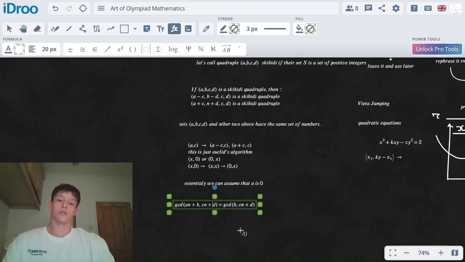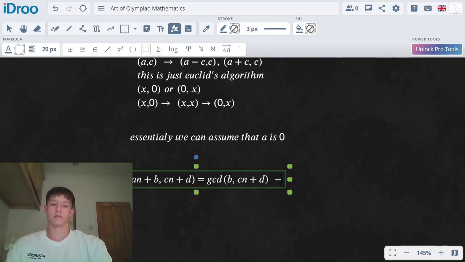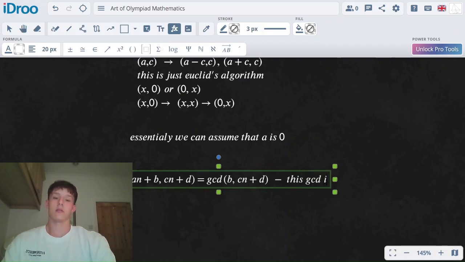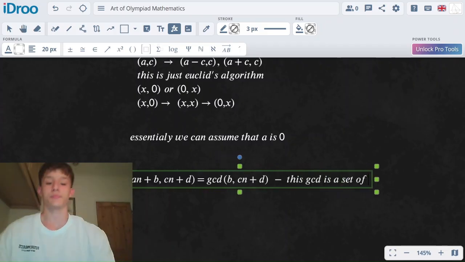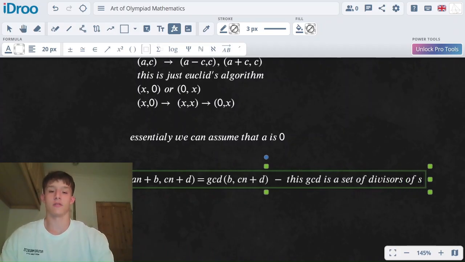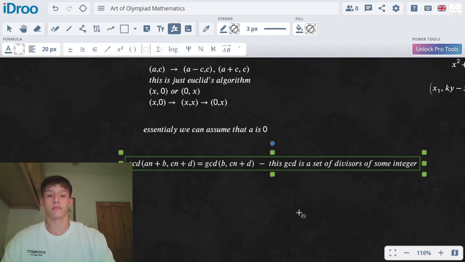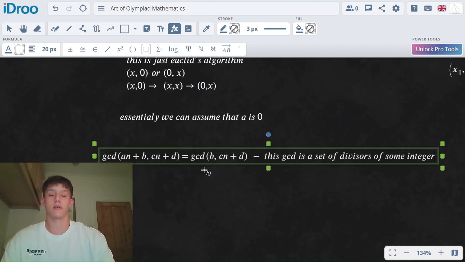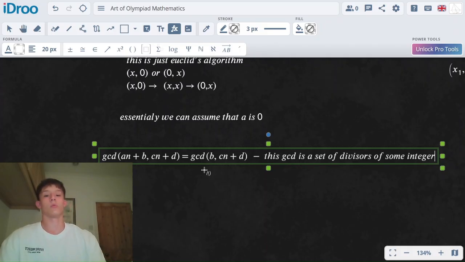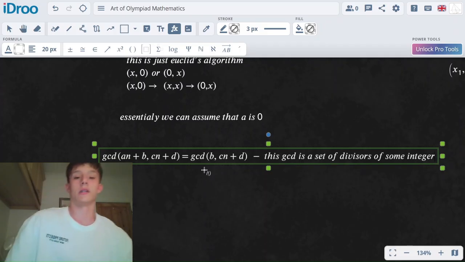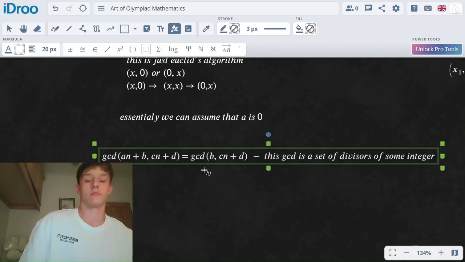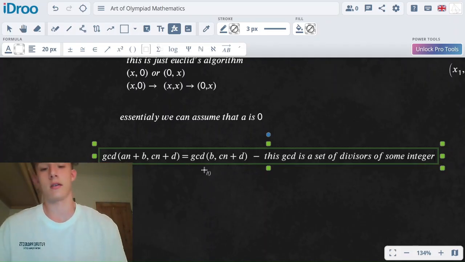So now we just want to show that this GCD is a set of divisors of some integer. That's the main cool thing about this problem. We've simplified the problem a lot. That's the main trick I want to show you guys. But now let's fix the rest and finish this.